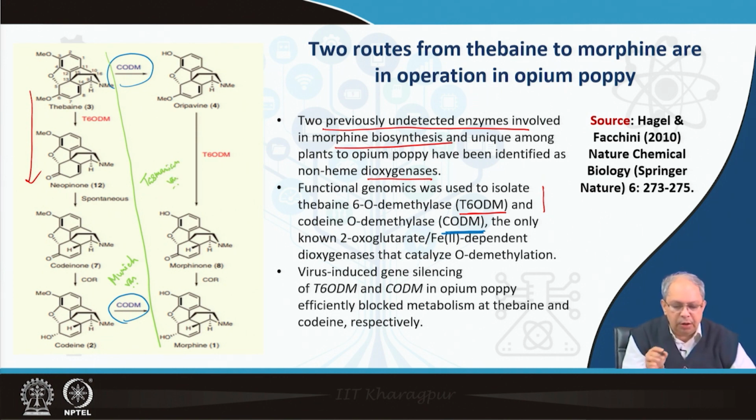So, what they found is that in both the varieties CODM indeed exists. In one variety it converts thebaine to oripavine, particularly for the Tasmanian variety, whereas for the Munich variety CODM converts codeinone to morphine. So, this is also a demethylase, and in the Munich variety, the T6ODM converts thebaine to codeinone via neopinone, whereas in the Tasmanian variety it converts oripavine to morphinone.